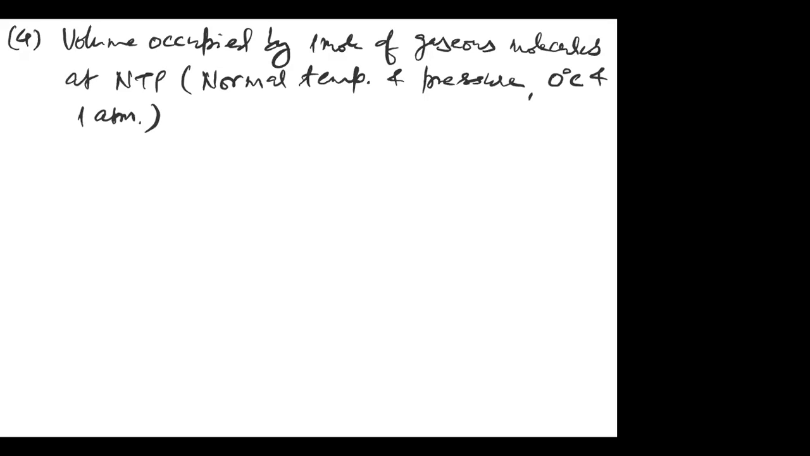Volume occupied by 1 mole of gaseous molecule at NTP, normal temperature and pressure, which is 0 degrees Celsius and 1 atmospheric pressure, is 22.4 liter. So you have to remember this statement. We'll derive this relation in another chapter known as gaseous state of matter. But as far as the mole concept is concerned, you have to remember this.